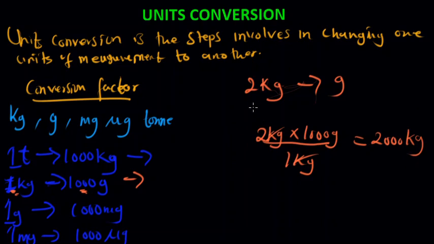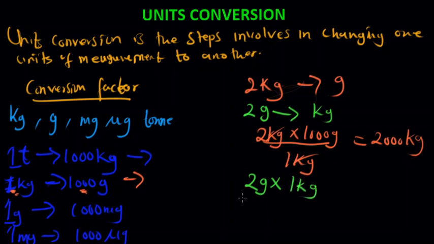So we are converting 2 grams to kilogram. In this case we are converting to a higher unit, so we'll divide by more so that we'll have less. So we'll have 2 grams times, we know the conversion factor, 1 kilogram all divided by 1000 grams.